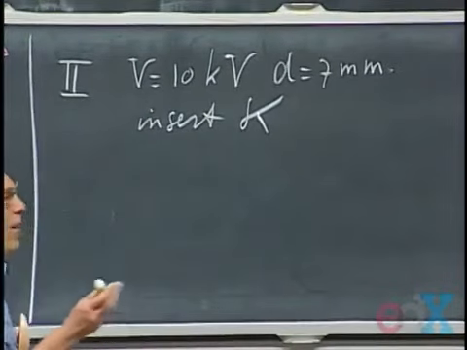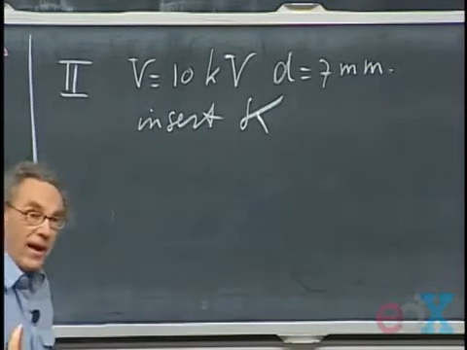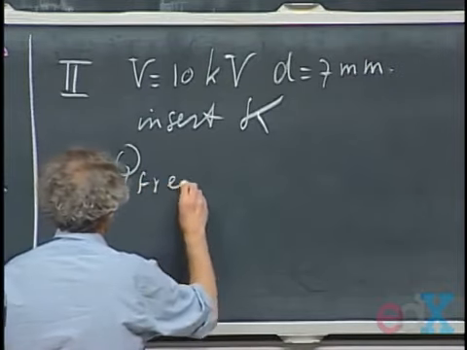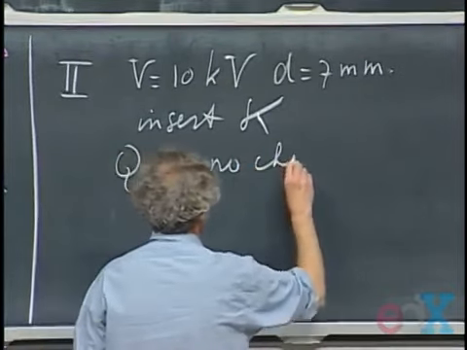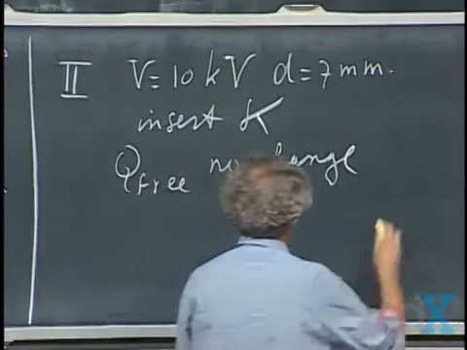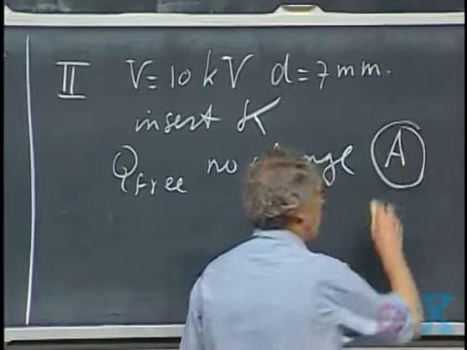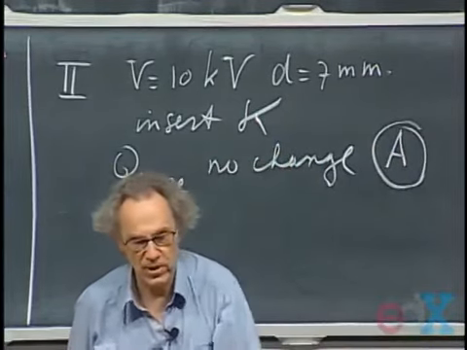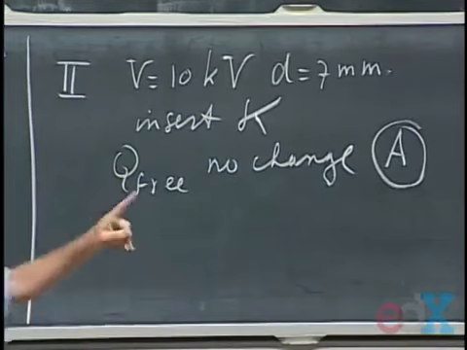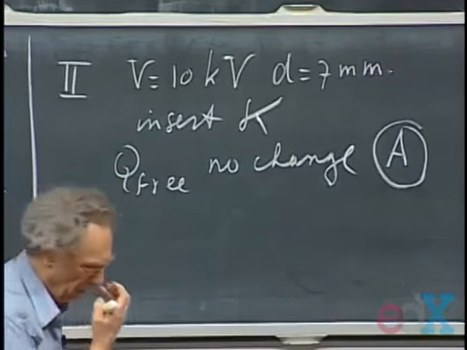Q3 cannot go anywhere, because I have disconnected the power supply. So Q3, no change. If there is no change in the free charge, the ammeter will do nothing. So as I plunge in this dielectric, you will not see any reading on the ammeter.